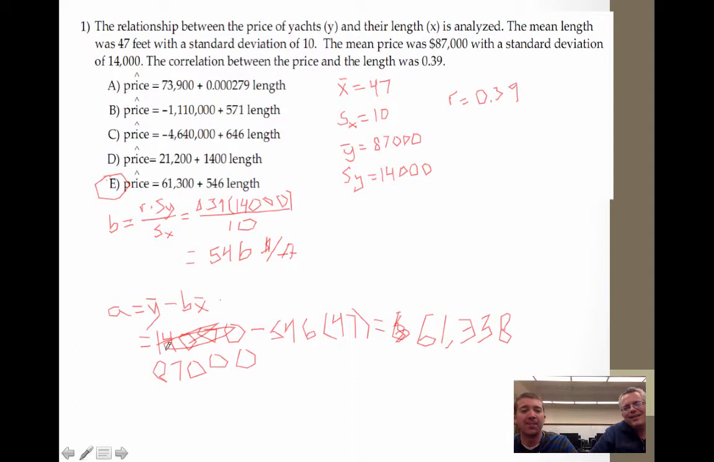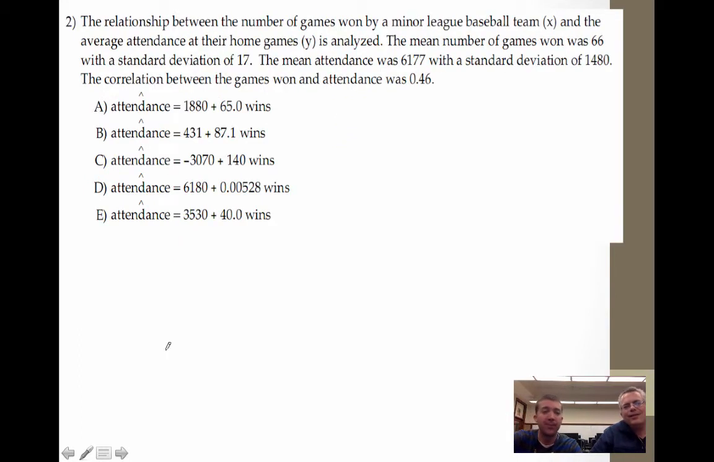All right. Here we go. Looks like we're doing one more. Okay. We'll try to be fast about this one. Relationship between the number of games won by a minor league baseball team, they're nice enough to say that was X, and the average attendance Y. The mean number of games, so X bar is 66, and SX is 17. The mean attendance was 6,177, so that's Y bar. And the standard deviation is 1480.